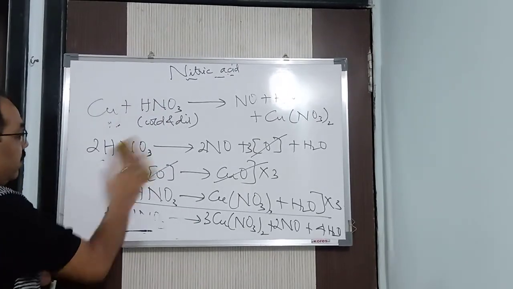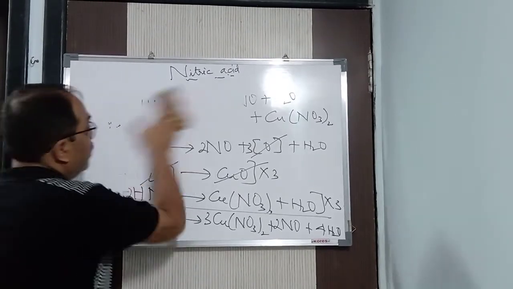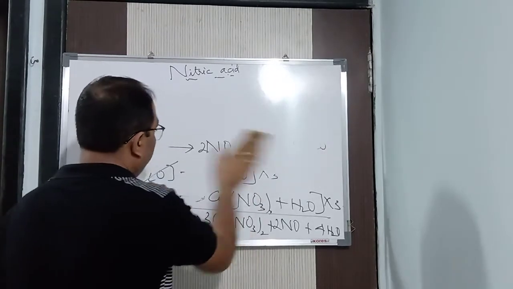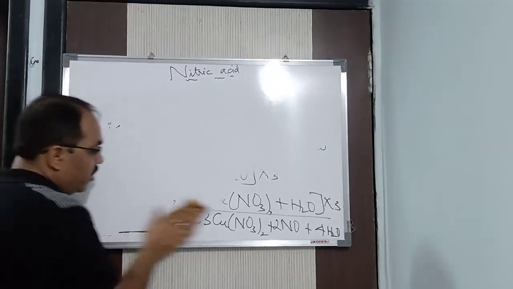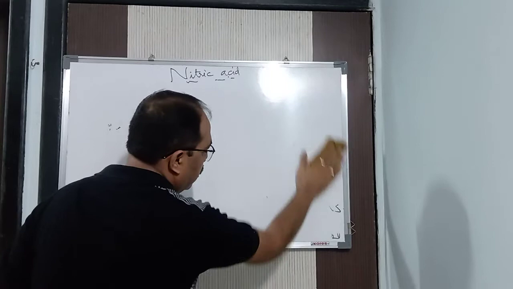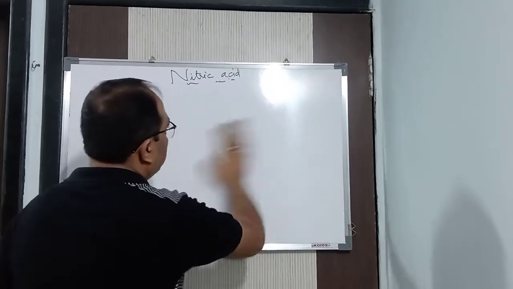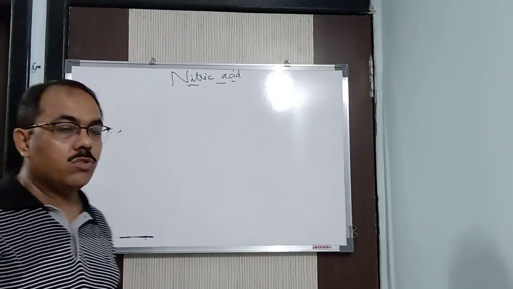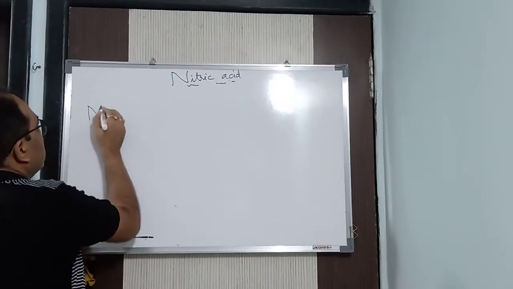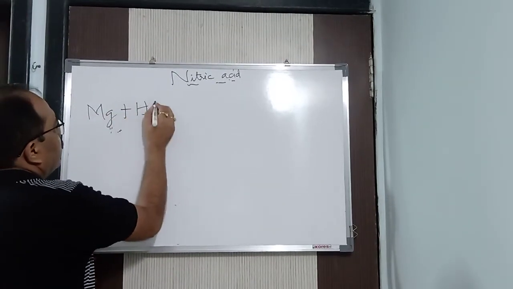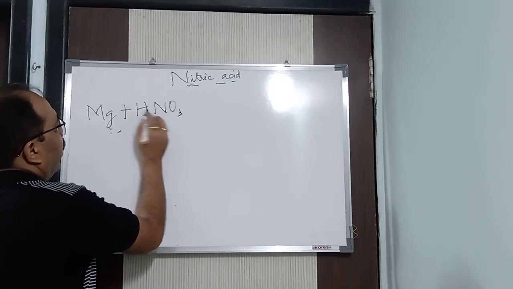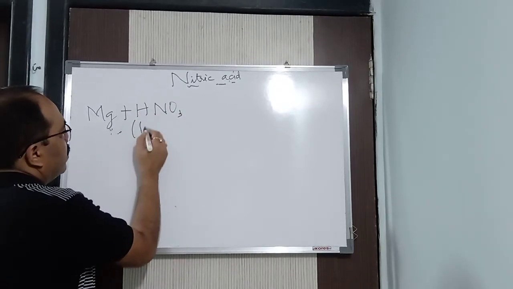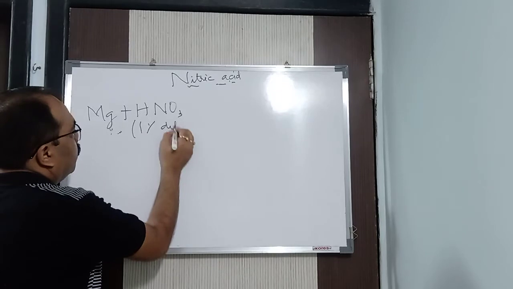Now next, I said two metals are there. In the previous area, I said 2 metals react with nitric acid not to produce water, but give hydrogen gas. Only 2 metals. What are those? Magnesium and manganese. So, when magnesium reacts with HNO3, but it is very dilute nitric acid, meaning how much? 1%.